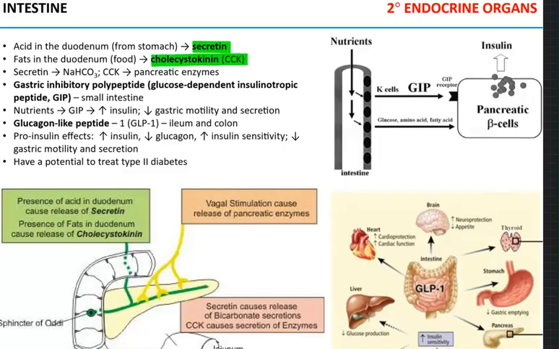Secretin, cholecystokinin, produced by the gut. All you need to know, they stimulate digestive activities in the gut and associated organs. They stimulate your liver and your pancreas to produce bile and pancreatic juice to break down food. Okay, that's all good. Make sense? Gastric inhibitory polypeptide, GIP, kind of insulin-like, so it stimulates insulin, reduces gastric motility.